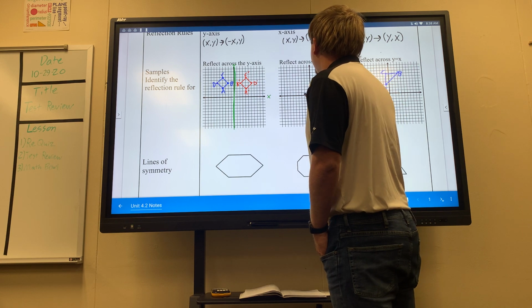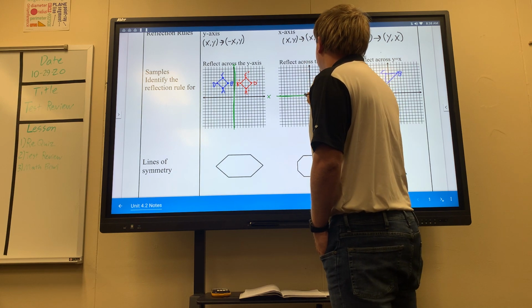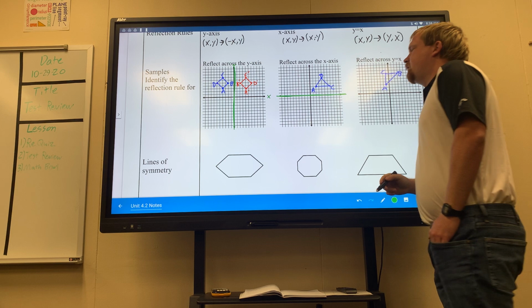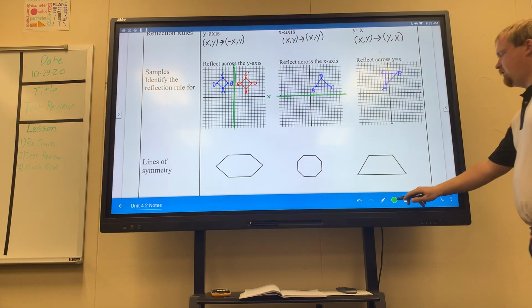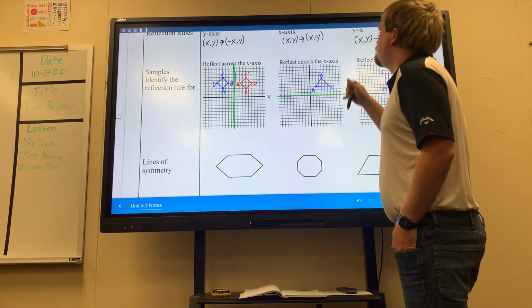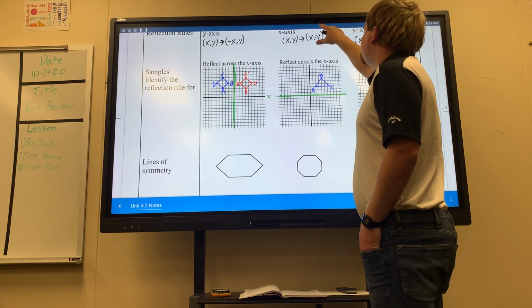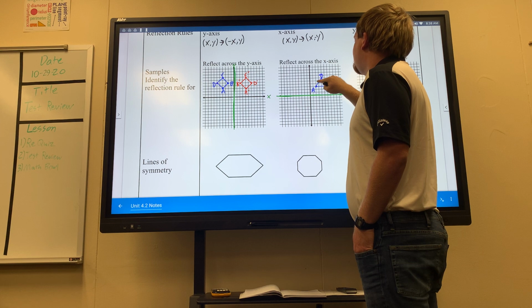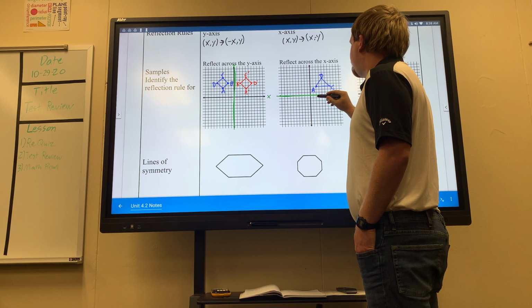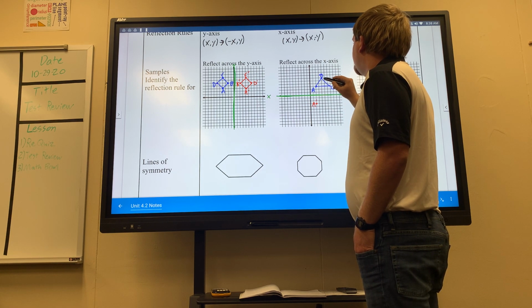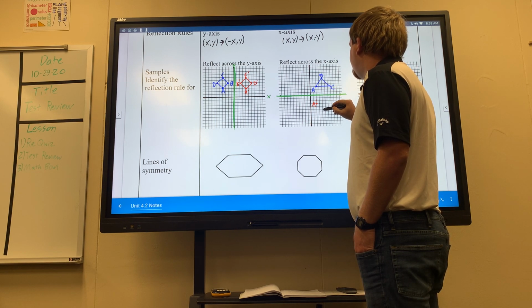So I'm reflecting across the x-axis here. Okay? Now, I don't want to change the x values this time. I want to change my y's. So my y's happen to be 3. So I'm going to go down 3 from the line. 1, 2, 3. I want to go down 6. 1, 2, 3, 4, 5, 6.